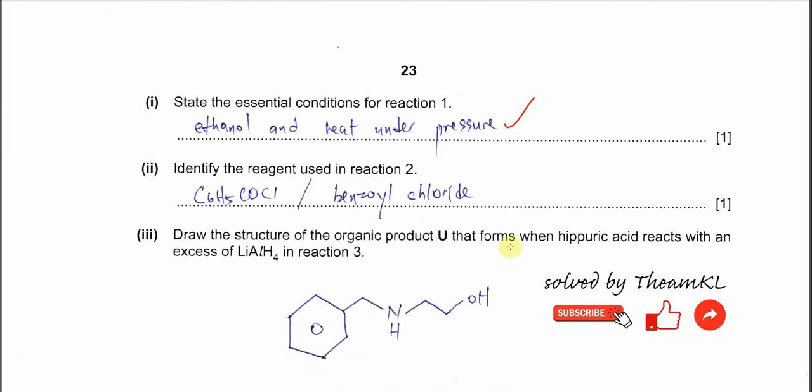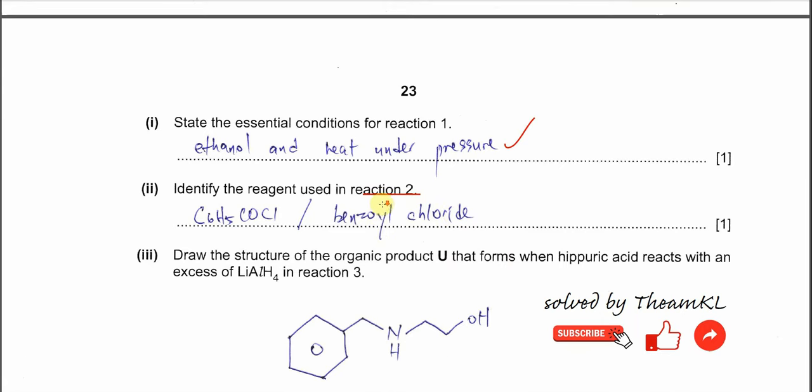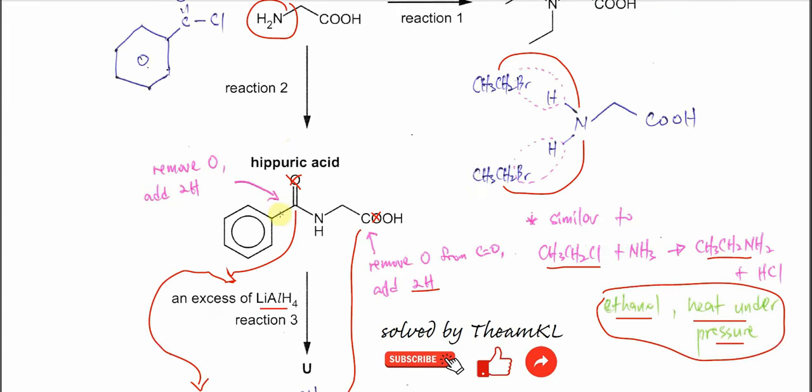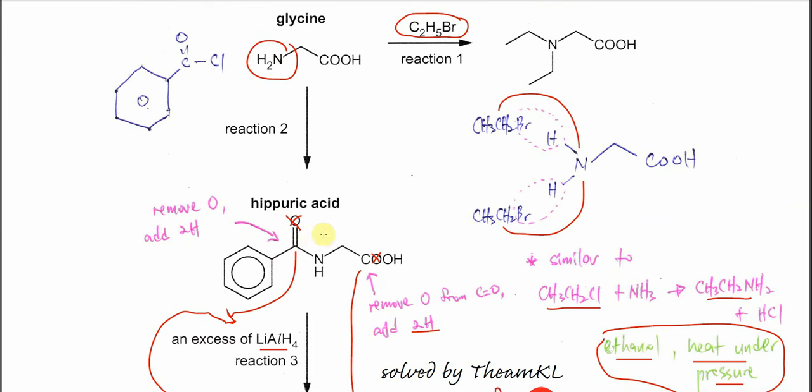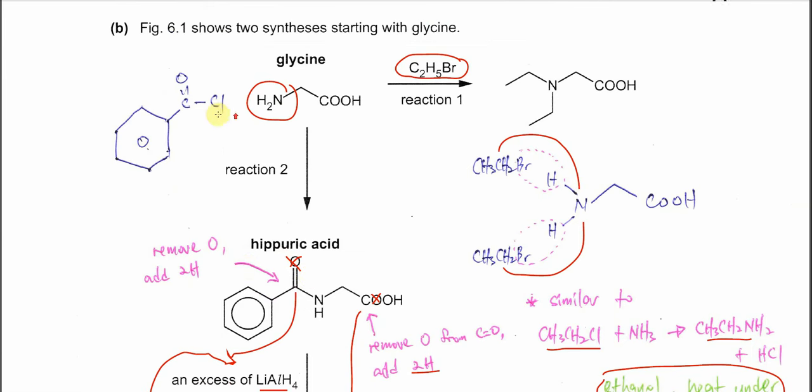Part 2, identify the reagent used in reaction 2. This is the one that we discussed just now. So we need to use, you can name this benzoyl chloride, or you just give the formula. Now, because it's a reaction between this benzoyl chloride with the amine, see carefully.